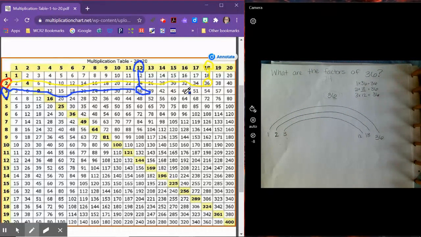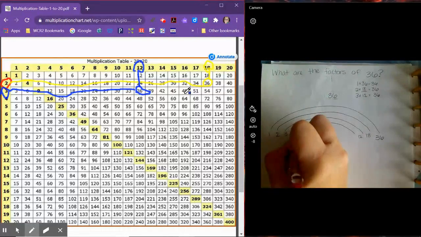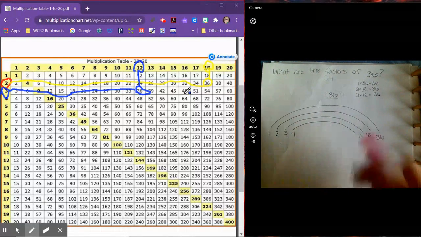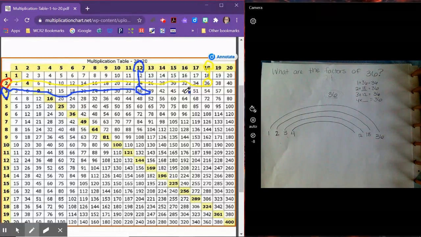So hopefully you guys are seeing the pattern here. Then I'm going to draw my next arch, and I'm going to put a 4. And now I have to figure out 4 times what? Some of you might be saying, I know, because hopefully now that the numbers are getting a little bit closer together, you are remembering your multiplication facts. So 4 times what?